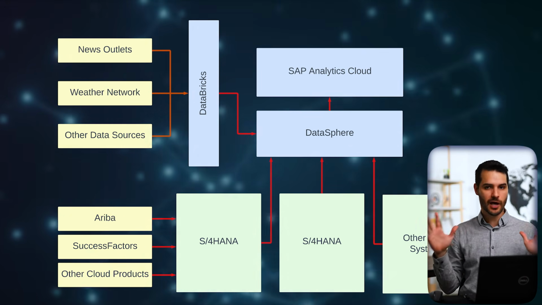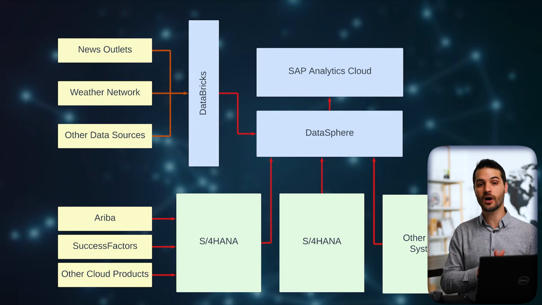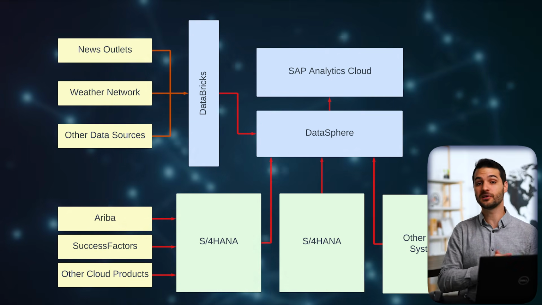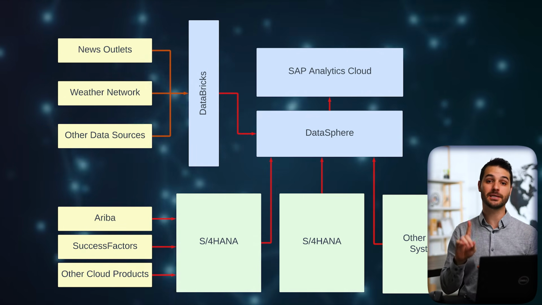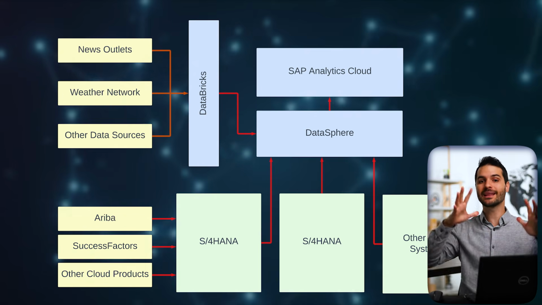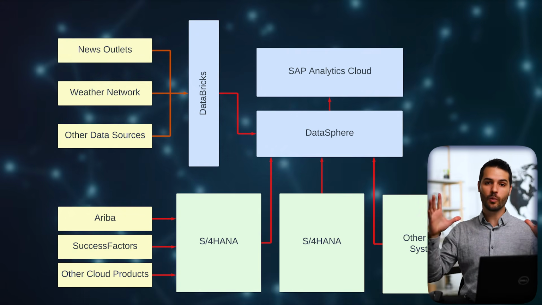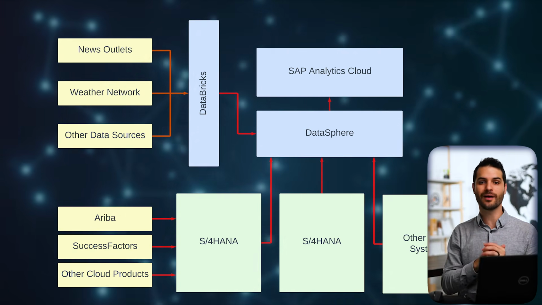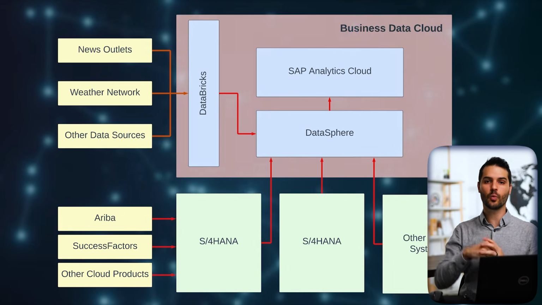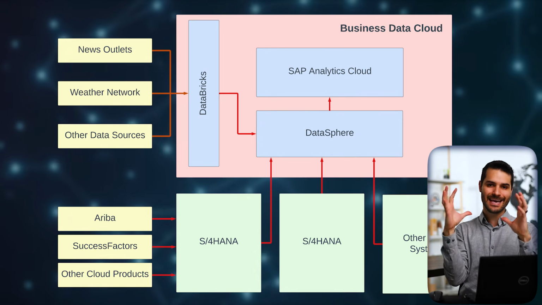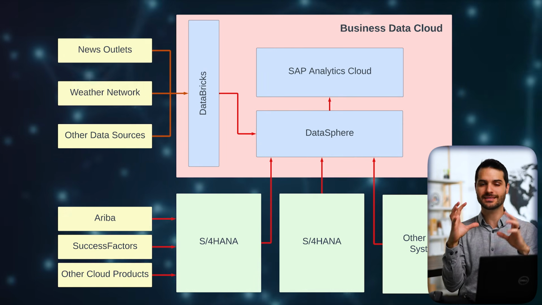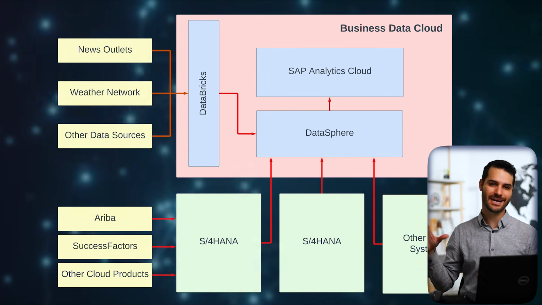So we've just laid out a lot of different things, and hopefully that gives you a little bit of context of how these things work together. But notice, as I've described all of this, I haven't one time mentioned Business Data Cloud, because I've been laying out what is the infrastructure. What we're going to do is draw a box around the top little grouping here with SAC, DataSphere, and Databricks, and that package of products is called Business Data Cloud.